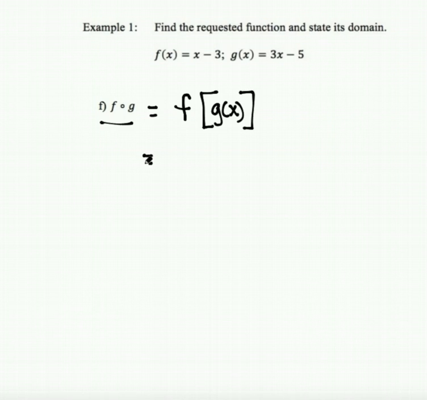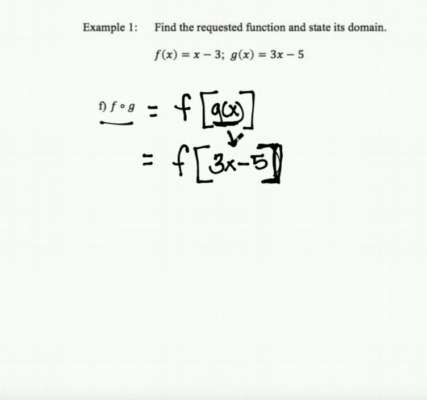So really, what they want us to do is to find f of, I'm going to take g of x right here, and I'm going to actually put the function in. The g of x function is 3x minus 5. So I took that g of x and I said, okay, g of x is actually 3x minus 5. Now, I can have brackets or parentheses.